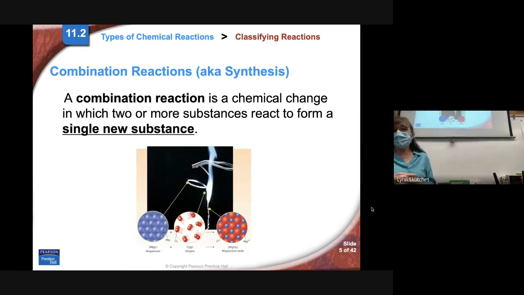So this very first reaction, synthesis or combination, is when you have 2 or more reactants making a single product. So more than one thing on the left, which isn't exclusionary, but the ticket to determining, when you look at a chemical equation, determining its synthesis is to see one single compound on the right as the product.